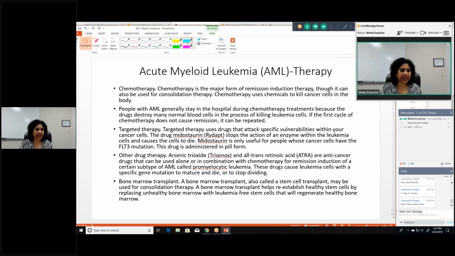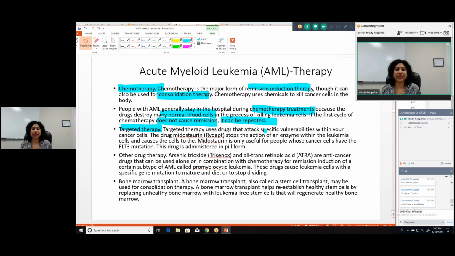So some other therapies, like I said, you guys are going to see these often. We have chemotherapy, which is a major form of remission induction. It can also be used for consolidation. People with AML will stay in the hospital during the chemo treatments because the drugs are going to destroy many normal blood cells as well, while it's trying to kill the leukemia cells. If the first cycle doesn't cause remission, they can repeat it.